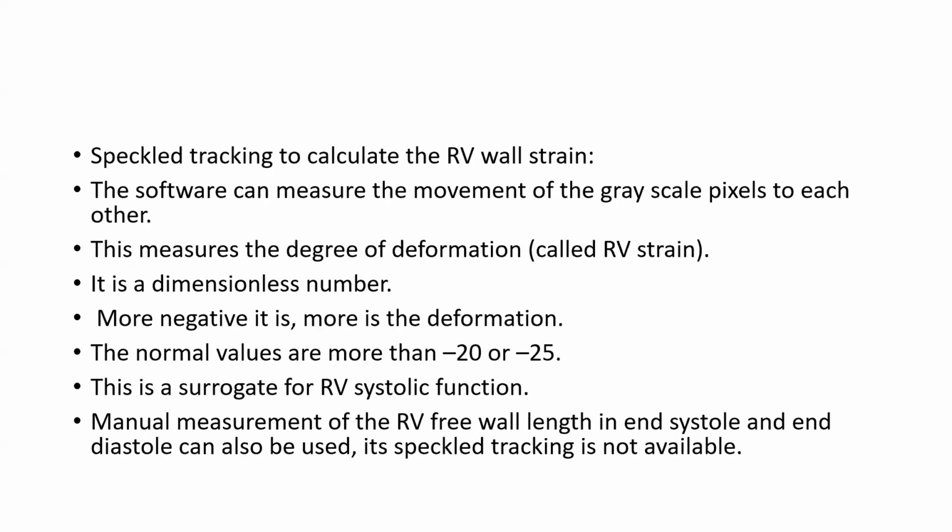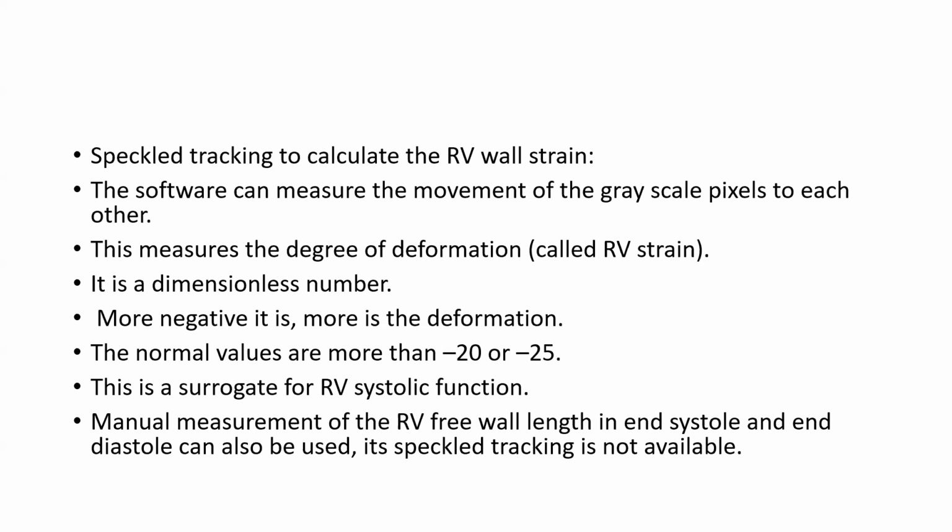Now, the next parameter is speckle tracking to calculate RV wall strain. Software can measure the movement of grayscale pixels relative to each other. This measures the degree of deformation. It is a dimensionless number. The more negative it is, the more the deformation. Normal values are more negative than -20. This is a surrogate for RV systolic function.